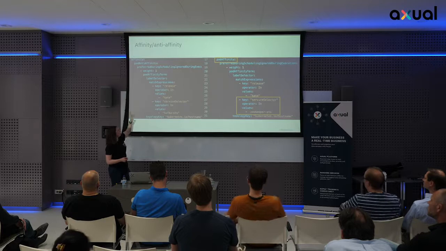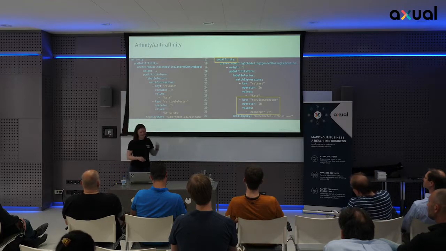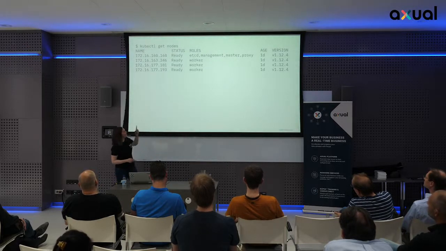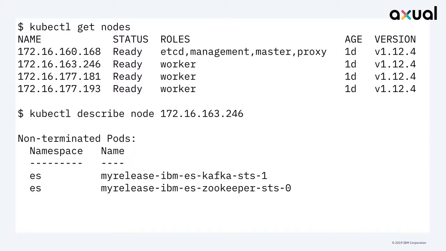But I think often people copy paste these YAML files and then don't fully read what it says. So you can see this is just a screenshot of me doing get nodes on my particular install. So you can see I've got one which is the sort of master proxy etcd management. This is just a test system, and 3 workers. And if I look at one particular worker, then you can see basically what I end up with is 1 Kafka and 1 zookeeper on each of them.